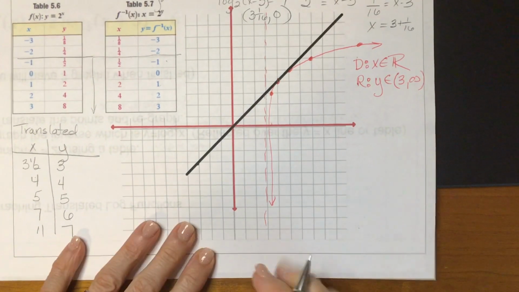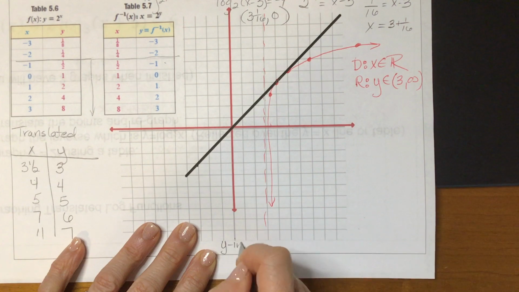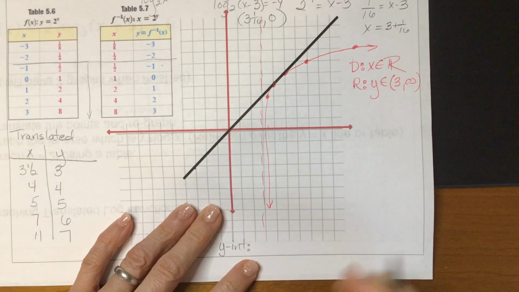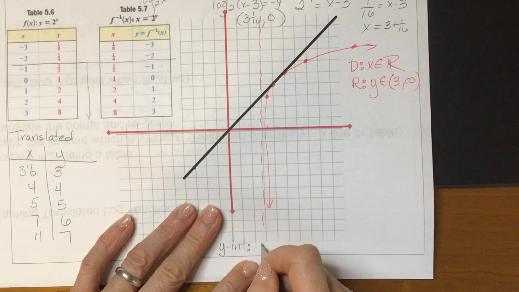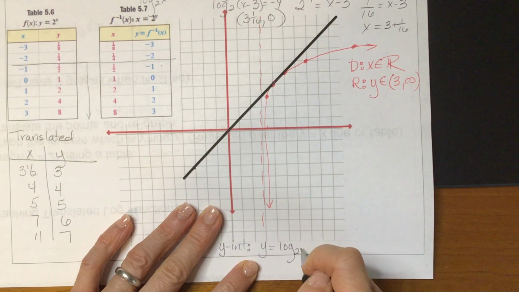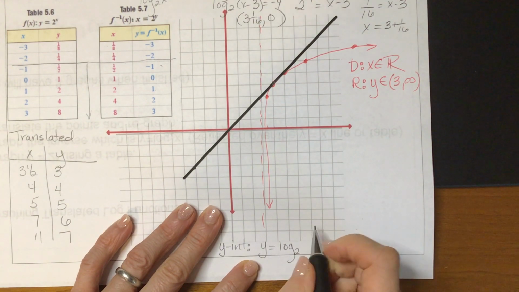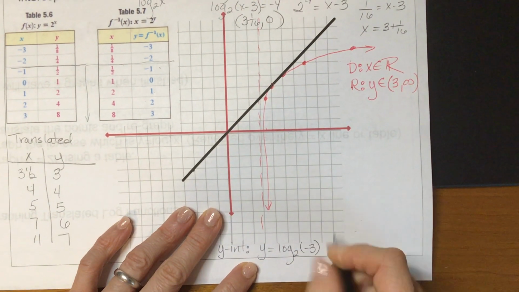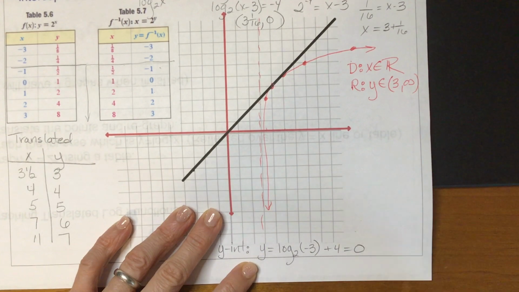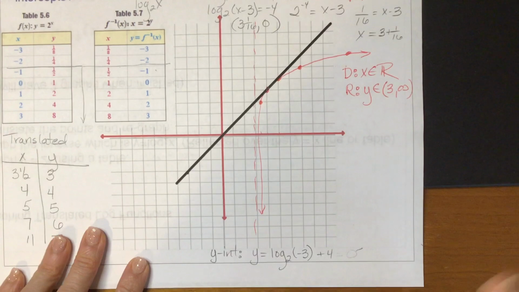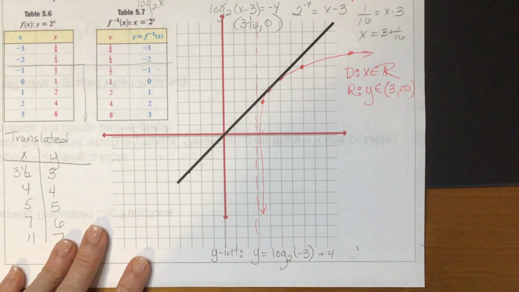So putting the y-intercepts, I'm going to do it down here for more space. I'm going to plug in 0 for x. So I'm going to get y equals log base 2 of 0 minus 3 plus 4. Well, 0 minus 3 is just going to be minus 3 plus 4 equals 0. Actually, it doesn't equal 0. This is my exact value.